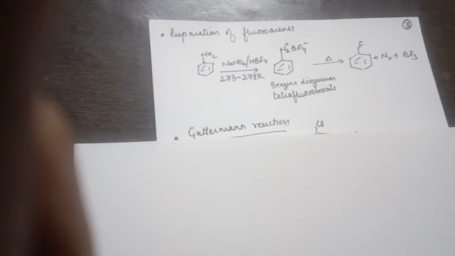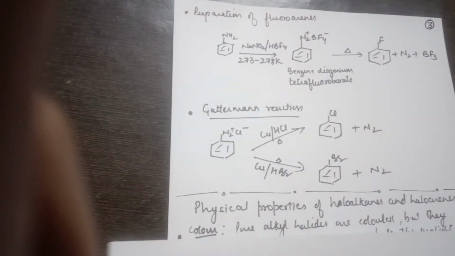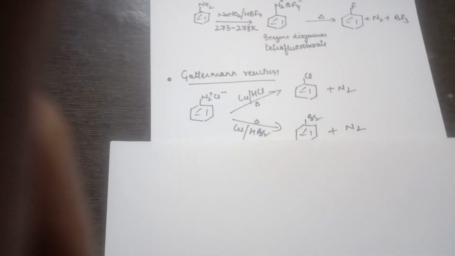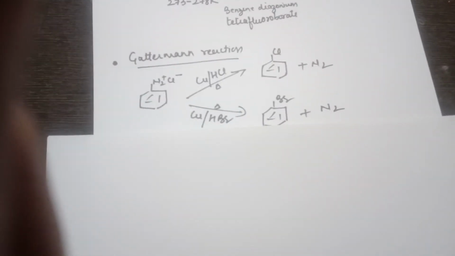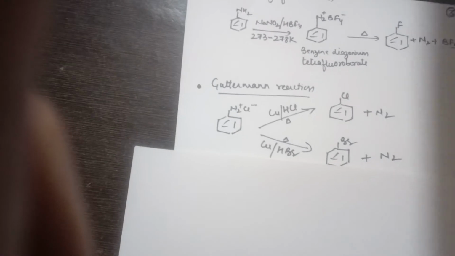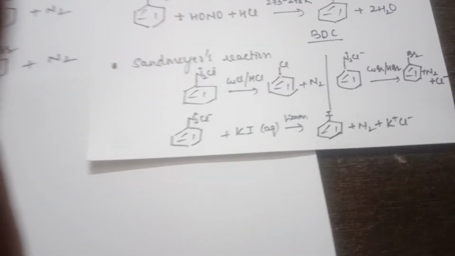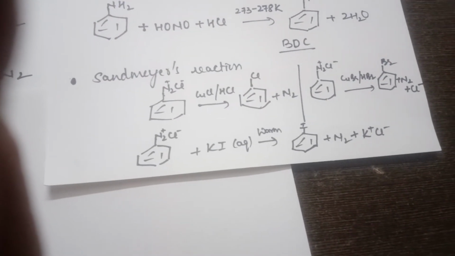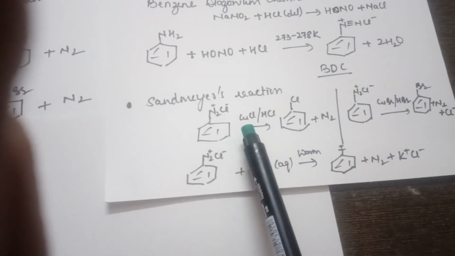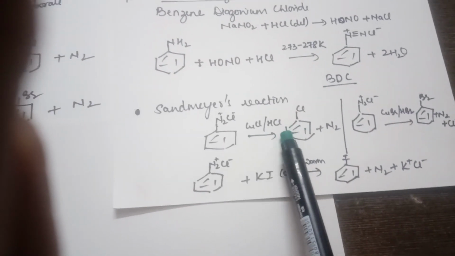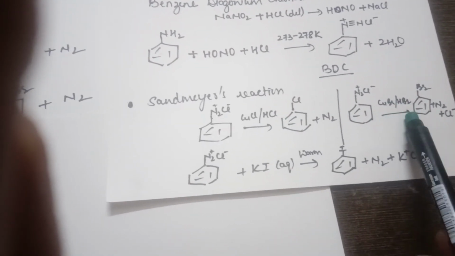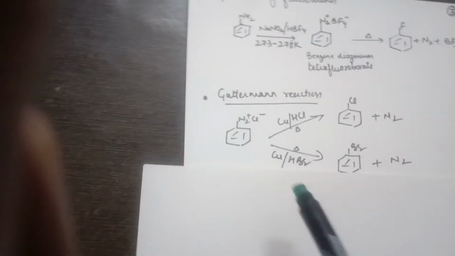Corresponding to the preparation of chlorobenzene and bromobenzene, one more naming reaction we have, which is known as the Gattermann reaction. Gattermann reaction is quite similar to the Sandmeyer reaction. I'm again showing you the same clip of the Sandmeyer reaction. If you see, in the Sandmeyer reaction we did BDC reacted with CuCl, that is cuprous chloride, in the presence of HCl, and cuprous bromide in the presence of HBr. A small change is there.